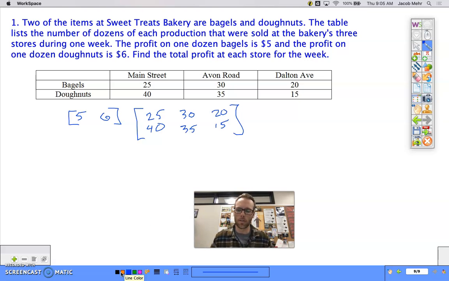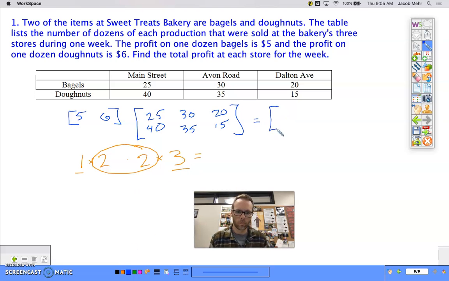Now let's just do a little dimension check here. What are the dimensions of this matrix? This has 1 row, 2 columns. This matrix has 2 rows, 3 columns. Notice those are the same. What are the dimensions of our resulting matrix? A 1 by 3. 1 row, 3 columns. And why are we expecting to have 3 numbers, 3 elements in our answer here?